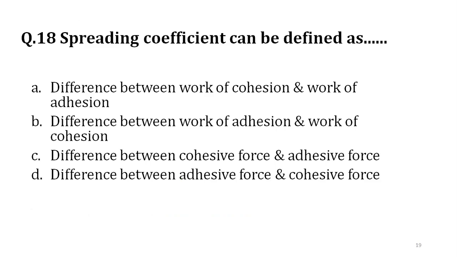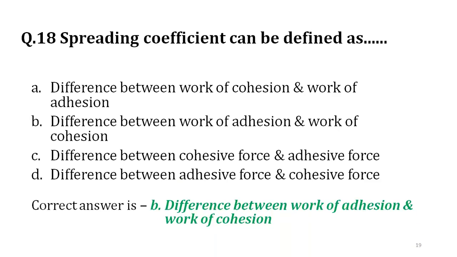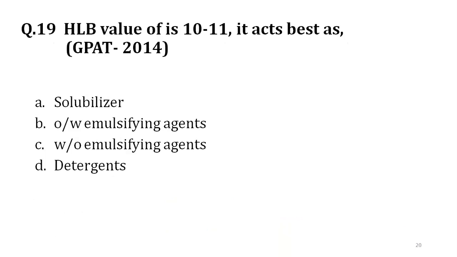Next, spreading coefficient can be defined as: option A, difference between the work of cohesion and work of adhesion; B, difference between the work of adhesion and the work of cohesion; option C, difference between the cohesive force and the adhesive force; and option D, difference between the adhesive force and the cohesive force. If you remember the definition, the equation is spreading coefficient S equals WA minus WC, where WA stands for work of adhesion and WC stands for work of cohesion. So the correct answer is B, the difference between the work of adhesion and work of cohesion.